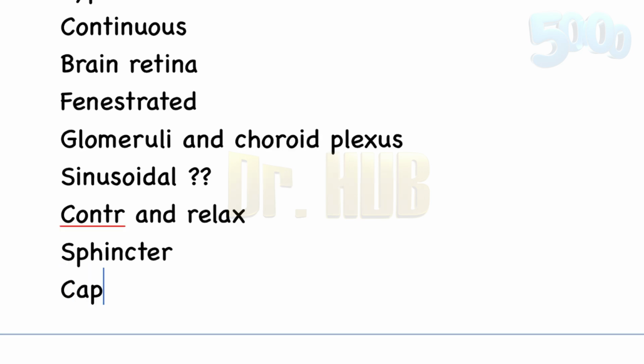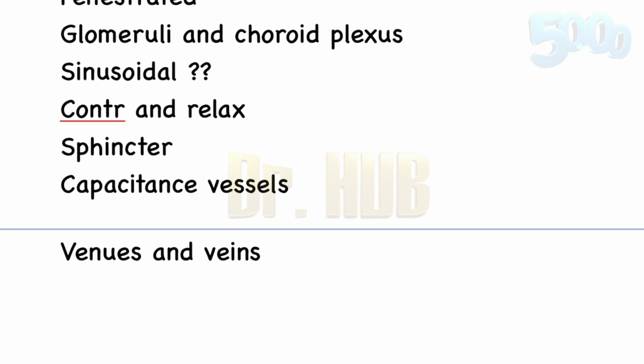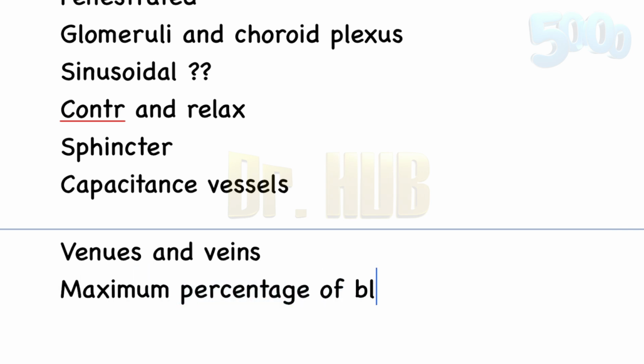Next are the capacitance vessels. Capacitance vessels include the venules and the veins. These are thin-walled and easily distensible. That is, they hold the maximum percentage of the blood volume.